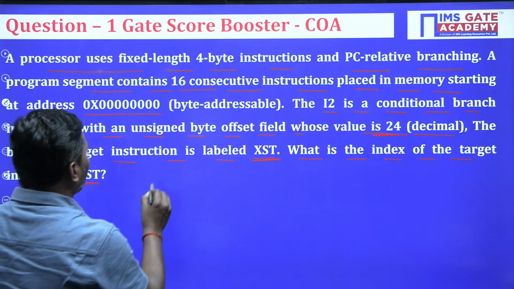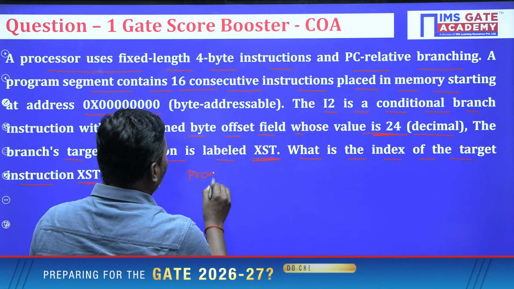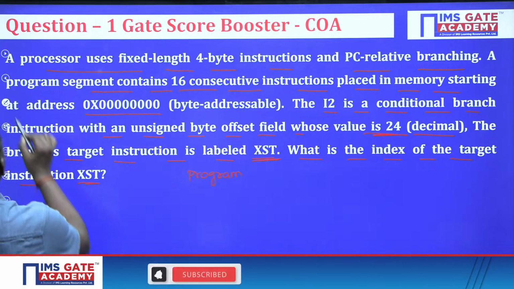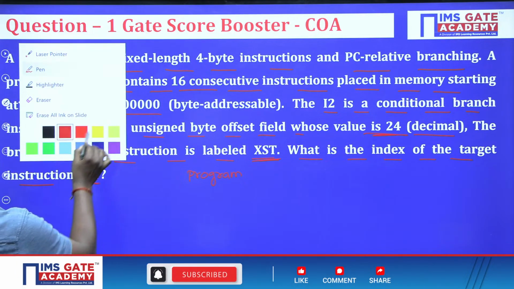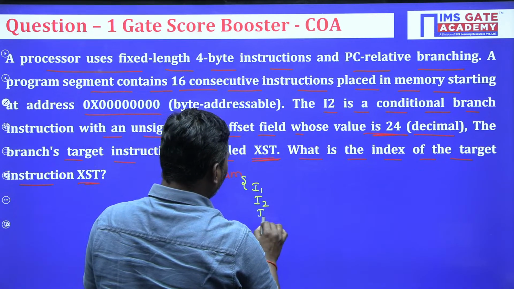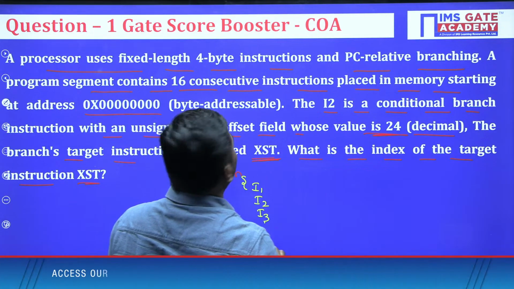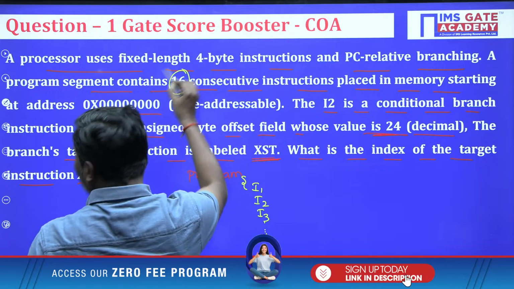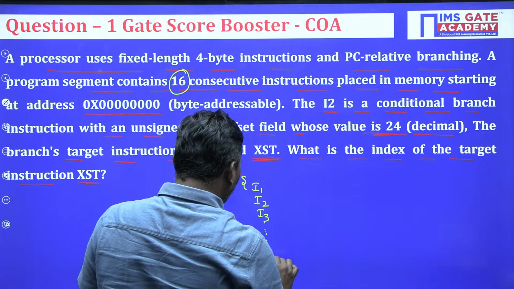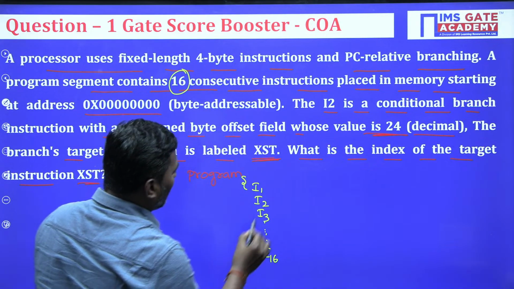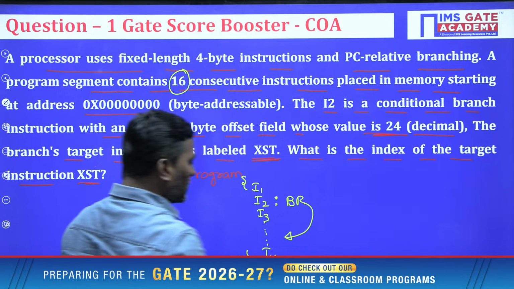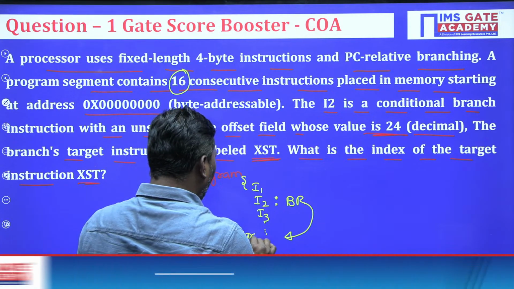The program segment contains 16 consecutive instructions: instruction 1, instruction 2, instruction 3, and so on up to instruction 16. This is the program content. I2 is a branch instruction. Its target is somewhere there; we don't know the target yet.